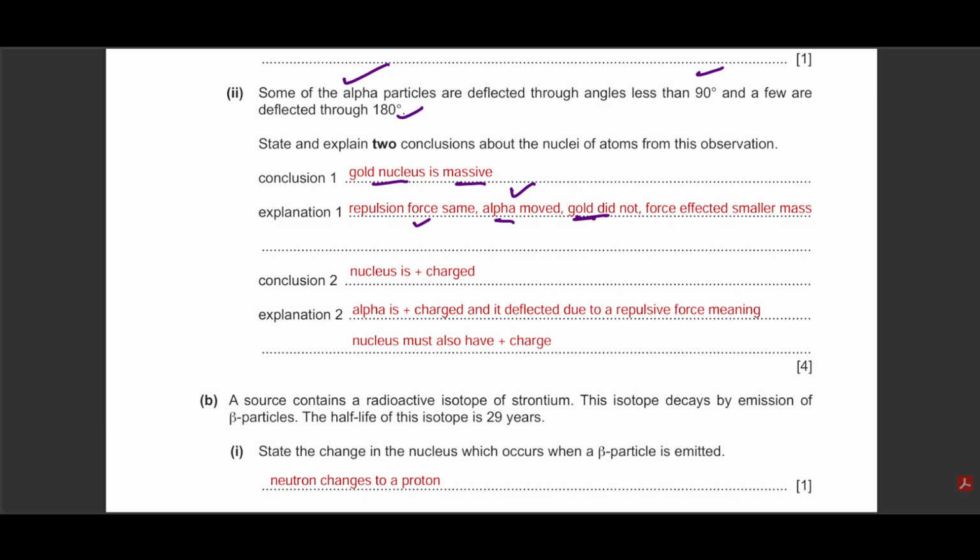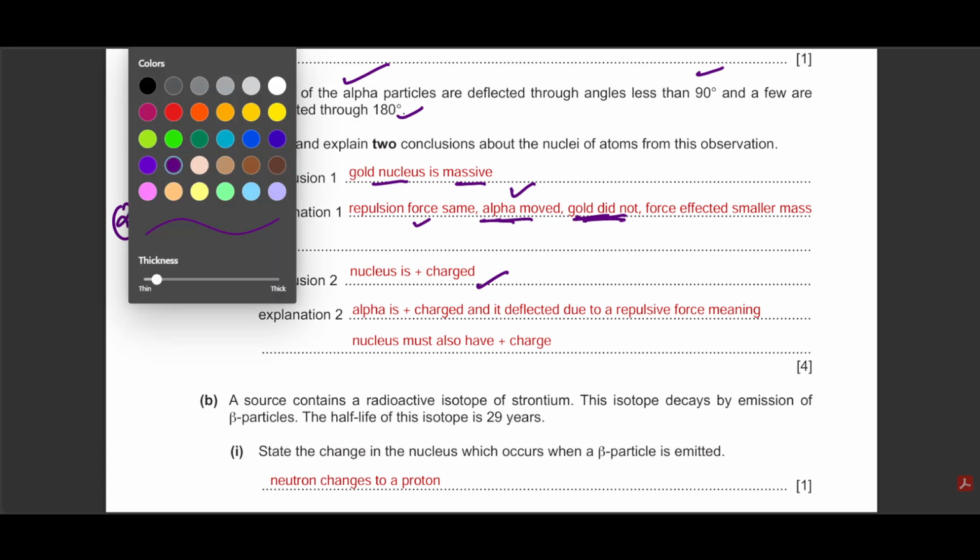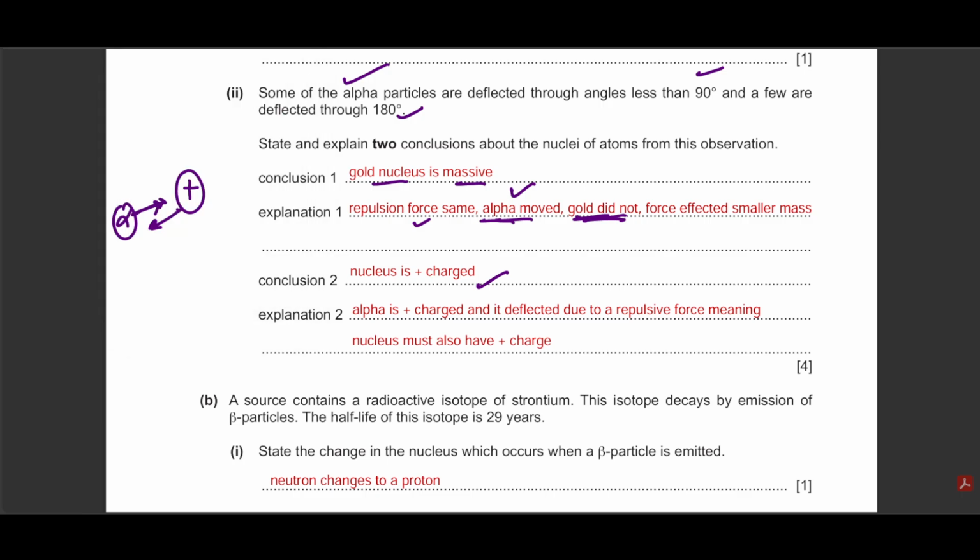It had, of course, the same charge, but the charge point is a separate point. So the gold did not move or experience movement. It stayed in its own place. And although they both experience the same force, if this is the gold nucleus and this is the alpha particle coming close to it, the amount of force the alpha exerts on the positive charge would be equal to the amount of force exerted by the positive charge on the alpha particle.